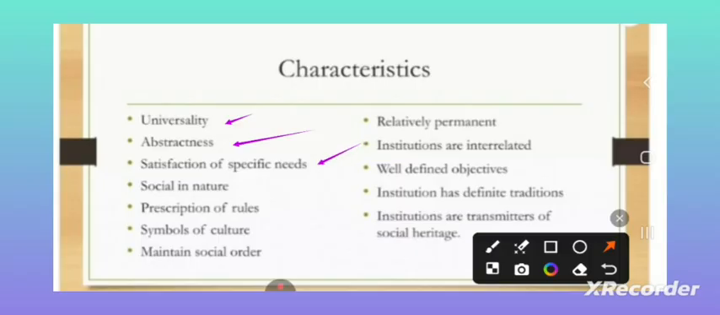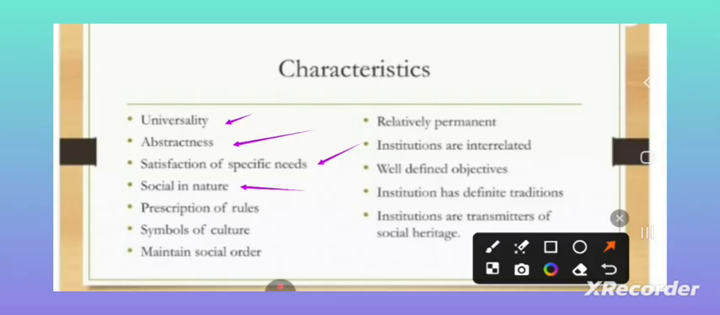Satisfaction of specific needs. Each institution is designed to fulfill a core societal need. Example: family for reproduction and socialization; economy for resource distribution. It is social in nature. Institutions arise from and are supported by the collective will and behavior of the group.